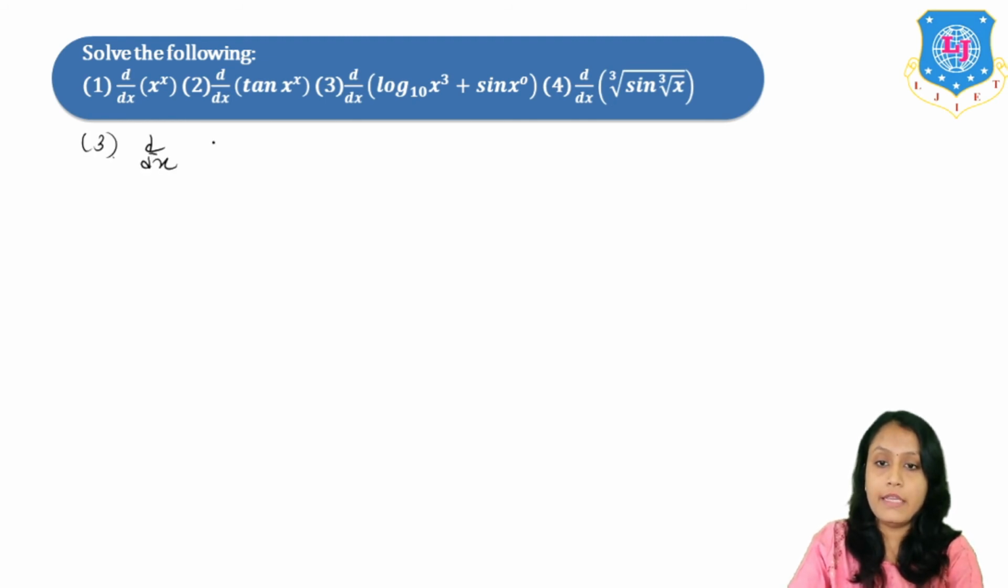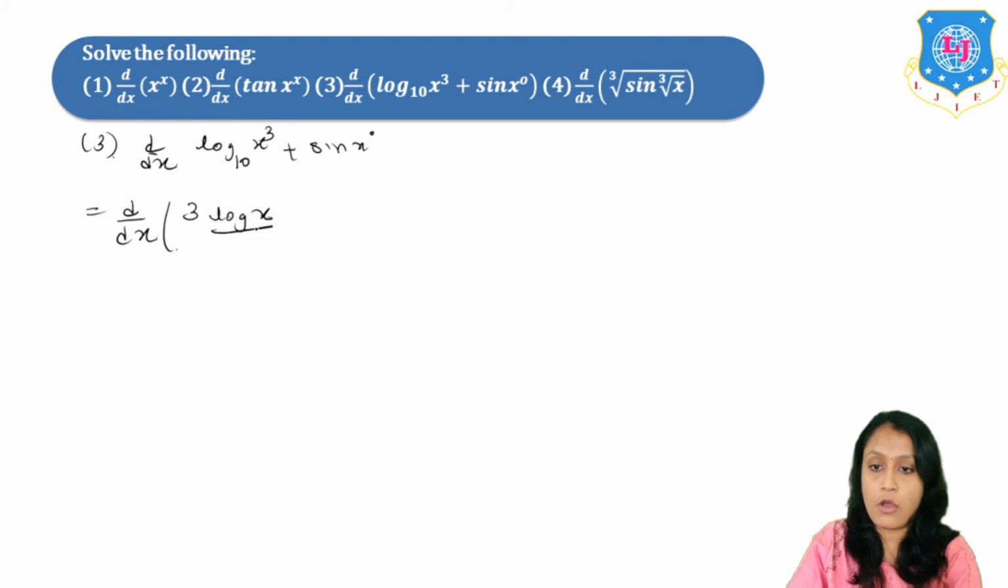Here find d by dx of log x cube, base 10, plus sin x degree is given over here. So firstly we'll simplify this. So this is d by dx of, now we can bring 3 over here, and we can separate the base. So this is log x upon log 10, plus sine. Now we have to multiply by pi upon 180 to convert it into the normal form. Now we can apply the derivative.